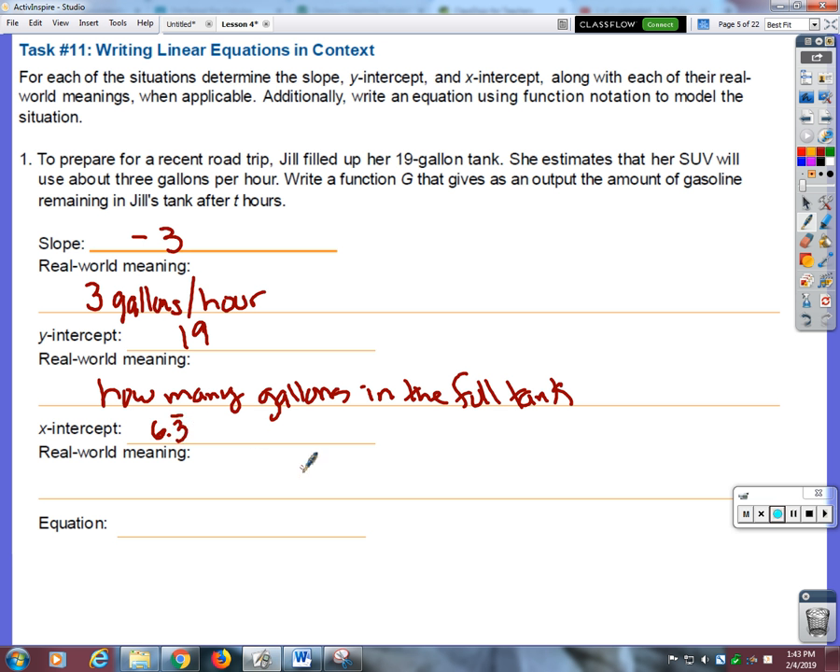How did you get that? Okay. Yeah, the X-intercept is a little bit trickier. It's not usually going to be given to you in the context of the problem. You have to do a little math to figure it out. So what is it that that 6.3 repeating means? Matthew? Excellent, yeah. How long?